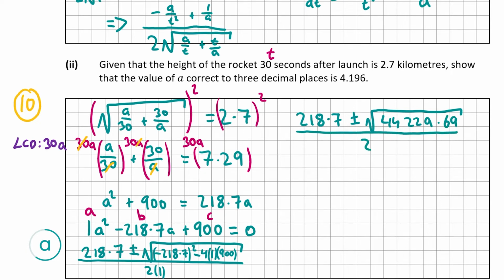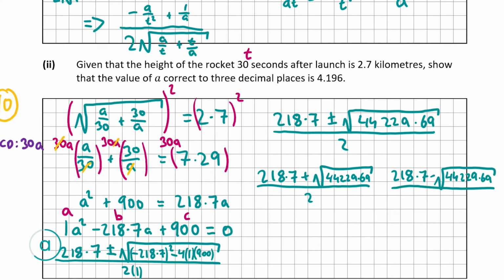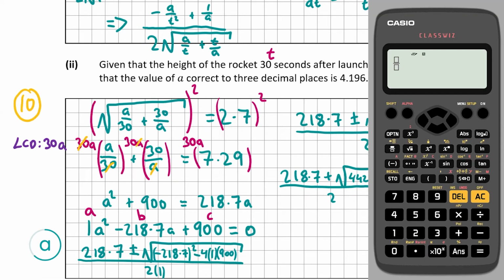So now splitting this up into 2, we'll get 218.7 plus the square root of 44,229.69 over 2, and 218.7 minus the square root of 44,229.69 over 2. So now evaluating 218.7 plus the square root of 44,229.69 over 2, we get 214.504, correct to 3 decimal places. And then changing the plus to a minus, we get 4.196, correct to 3 decimal places.